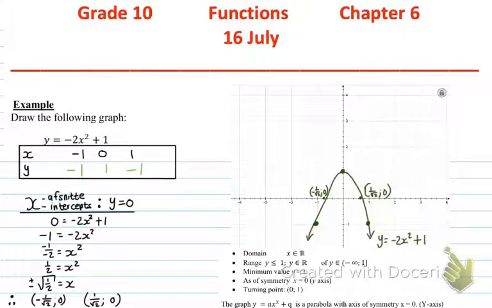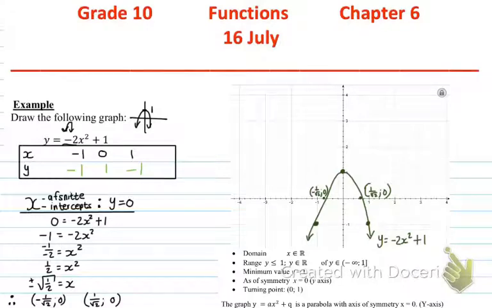When they ask me to draw a graph, it's very important that I firstly imagine what this graph is going to look like. So I look at the a value, negative 2x, and I think, okay, it's definitely going to be a sad graph. And then the q value plus 1 tells me that it's going to move one place up. So I'm thinking it's going to be sad and have a turning point at 1. It's very important to first imagine it.